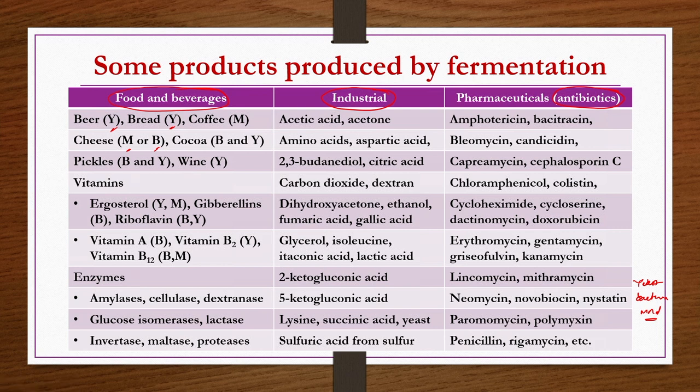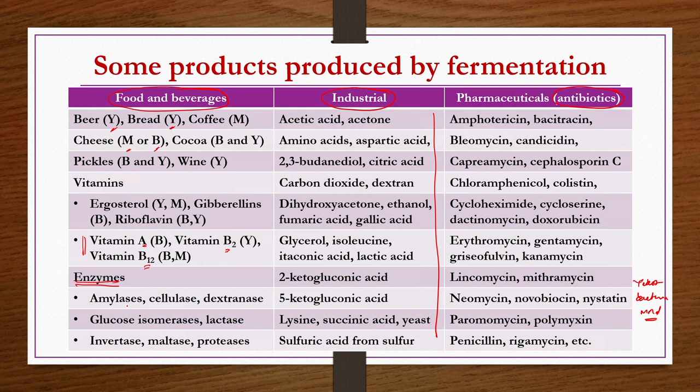Even some vitamins, like ergosterol, gibberellins, riboflavin, vitamin A, vitamin B2, vitamin B12, are all produced by the industrial fermentation process. Likewise, several enzymes are also produced by the fermentation process. These enzymes are useful in producing several types of chemicals shown in the second column.